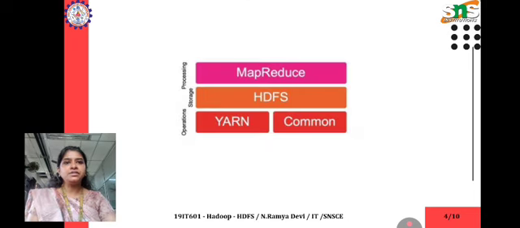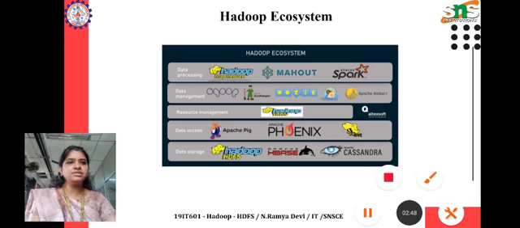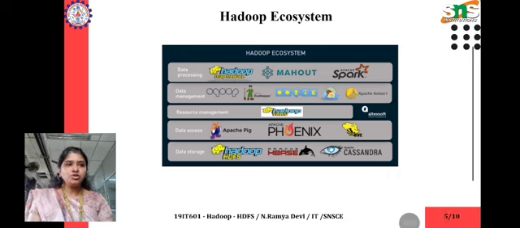These are the components, and here MapReduce is used for processing, HDFS is used for storage, and YARN and Common are used for operations. And this is the Hadoop ecosystem. The Hadoop ecosystem supports projects to enhance the functionality of Hadoop core components. The ecosystem projects are as follows.